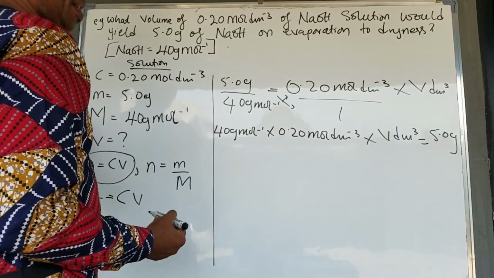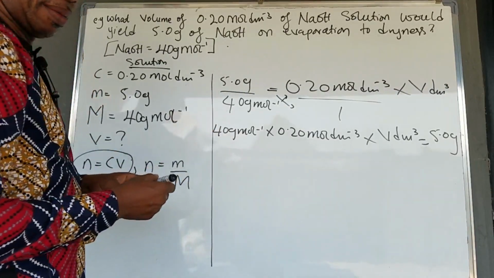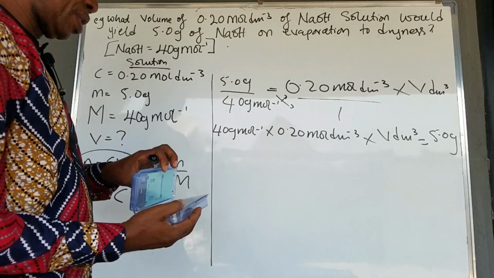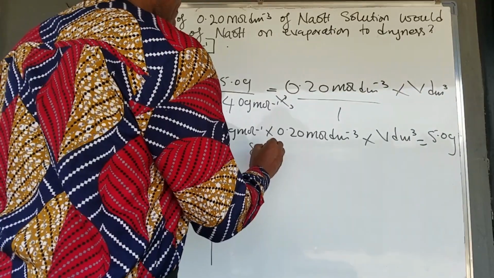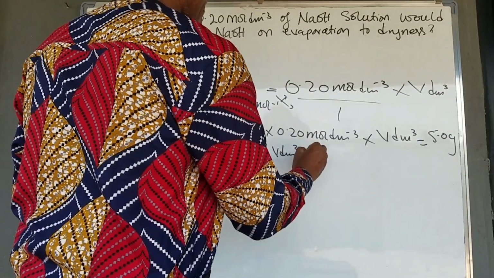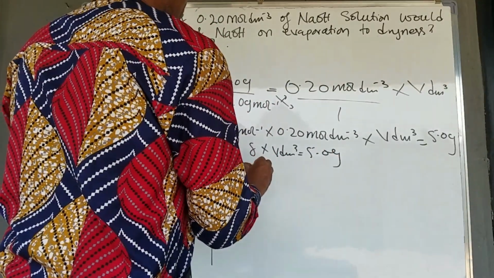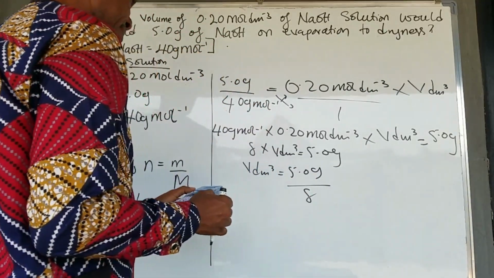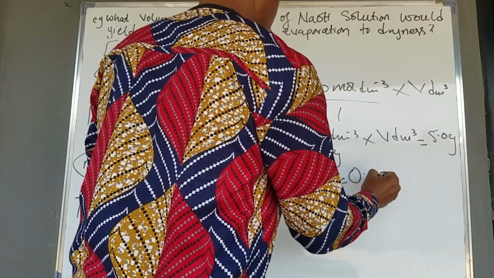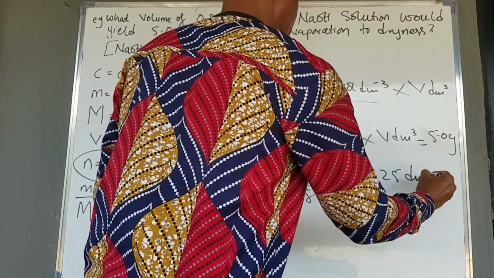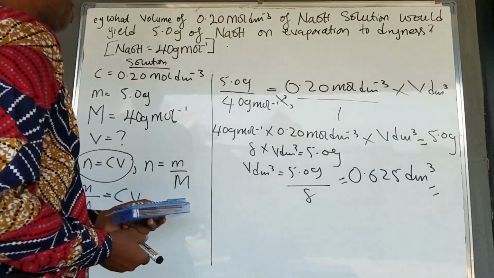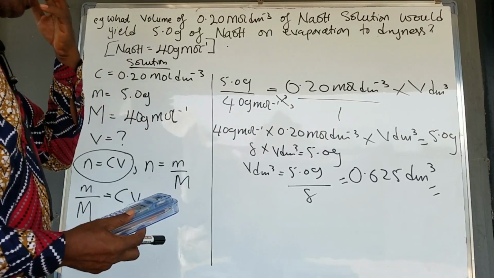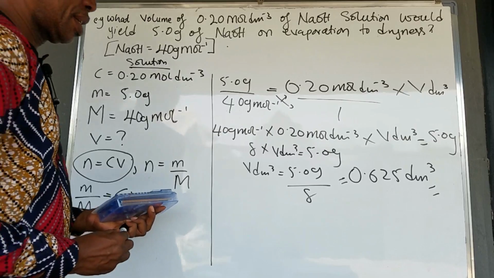So with this, I can multiply 40 grams per mole times 0.20 mole and see what it's going to give me. I now have it that 8 times V dm³ is equal to 5.0 grams. So V dm³ is equal to 5.0 grams divided by 8. The answer absolutely is 0.625 dm³. So that's the actual volume of this sodium hydroxide solution that will yield 5.0 gram on evaporation to dryness. Now this is the answer.